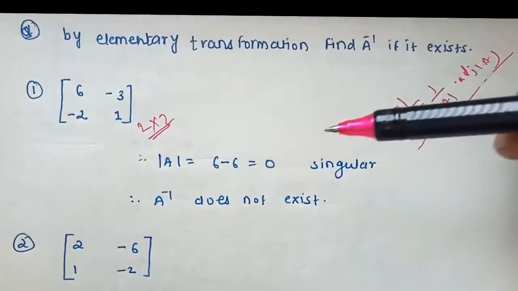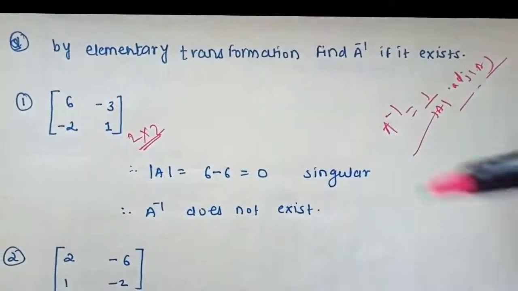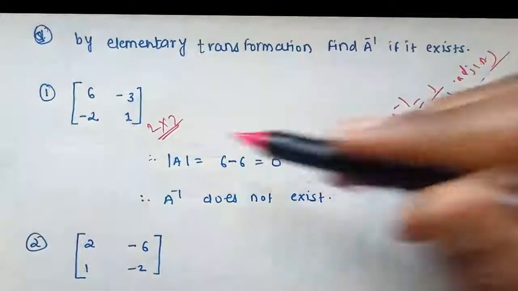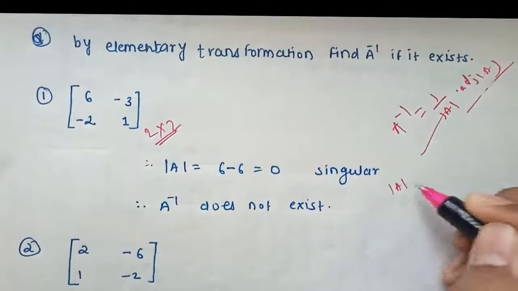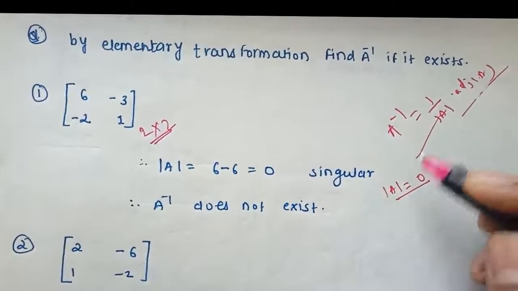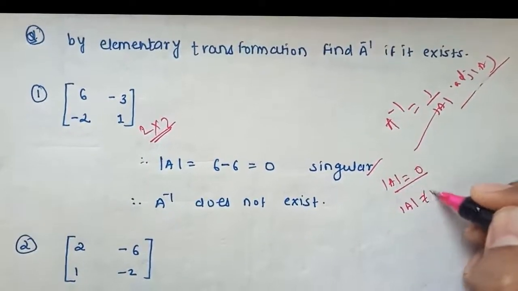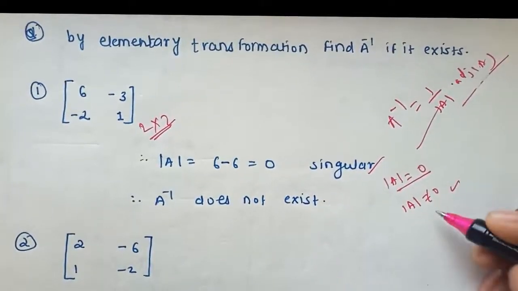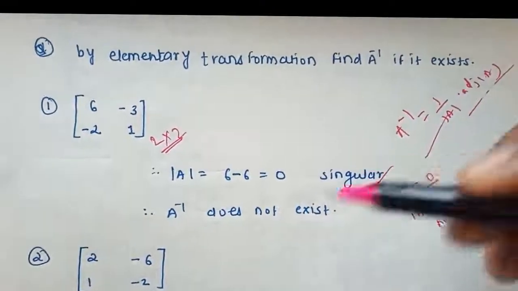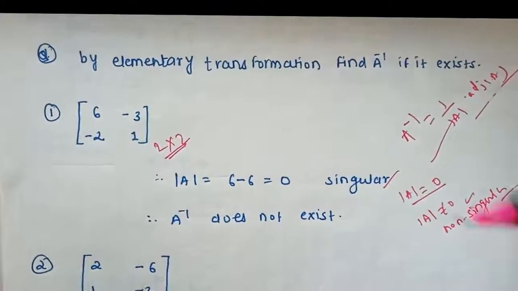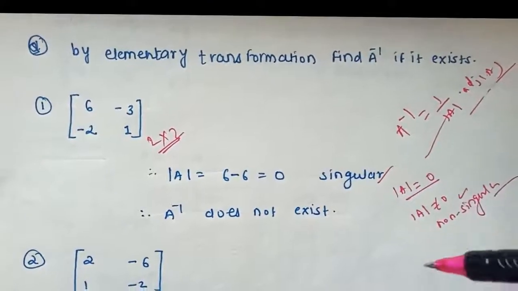Now whether A inverse exists or not, we have to check first. So find the determinant of A. The determinant of A is coming 0, so definitely there is no inverse for this matrix. No need to find it, because if the determinant of A is equal to 0, then it is a singular condition and A inverse does not exist. If the determinant of A is not equal to 0, it is non-singular, and then I can find the inverse of this matrix. So just check the condition first and then only find the inverse of the matrix.